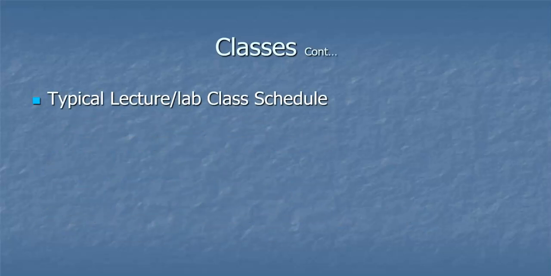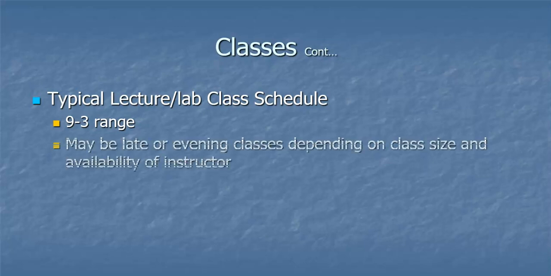Make sure that you understand what your typical lecture and lab class schedule looks like. So for us, we kind of do the lecture in the 9 to 3-ish range. There could be late afternoon or evening classes. You would know about that well in advance. I'm not a big fan of 8 o'clock classes, so you don't have to worry about that. The class size also plays a factor, and the availability of the instructors for teaching the class.